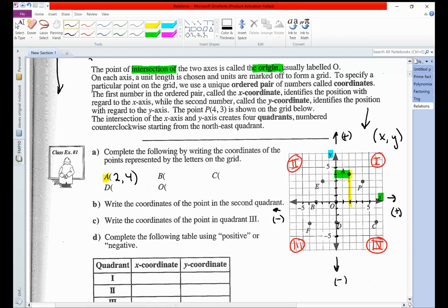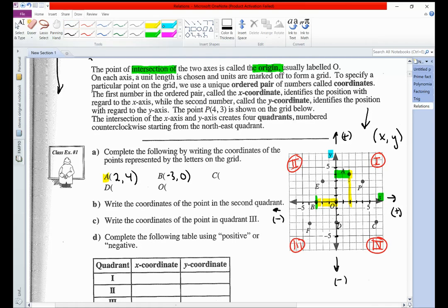All right, let's do B. The x coordinate for B is right here. So that's negative 1, negative 2, negative 3. And the y coordinate, well, B is right along the x-axis. So if I trace that over, I'm at y equals 0. So that is (-3, 0). Hopefully this is starting to make sense a little bit.